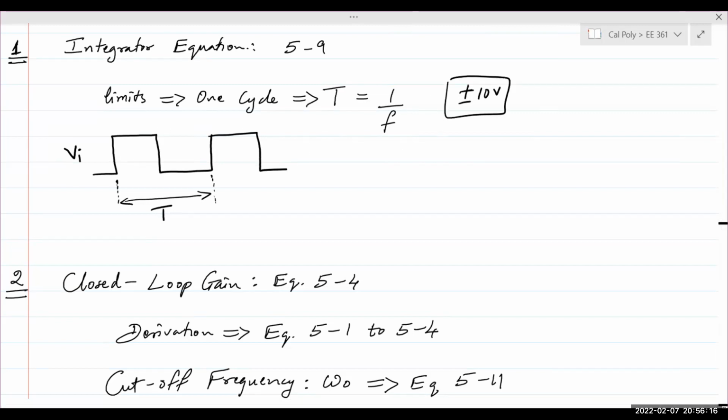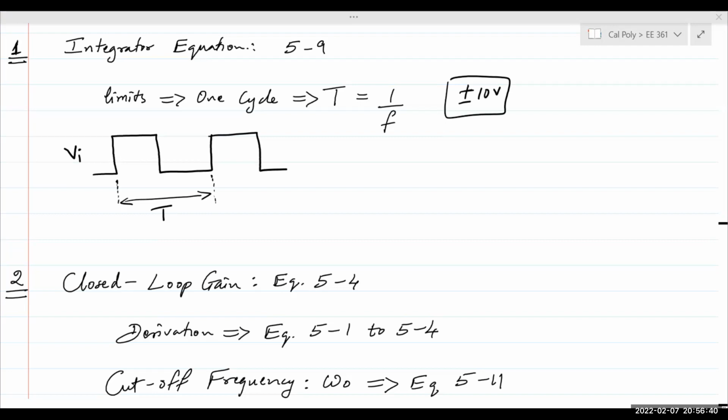Once you have sketched out the square wave, all you need to do is plug into the equation right here, equation 9, and then let me bring that up.